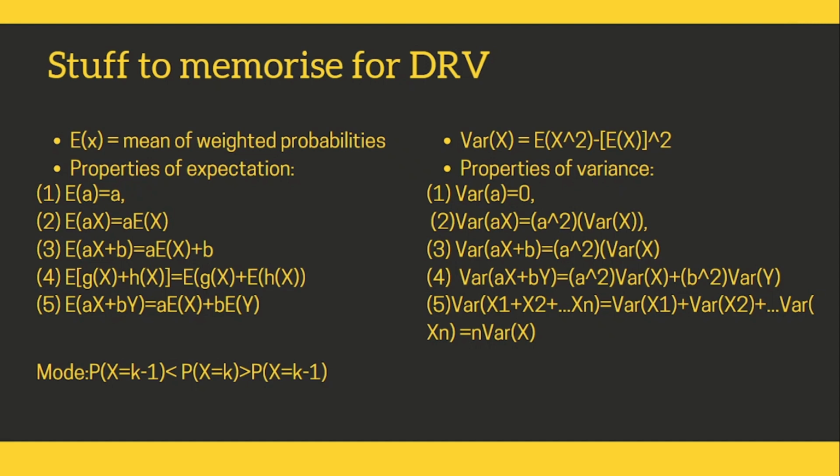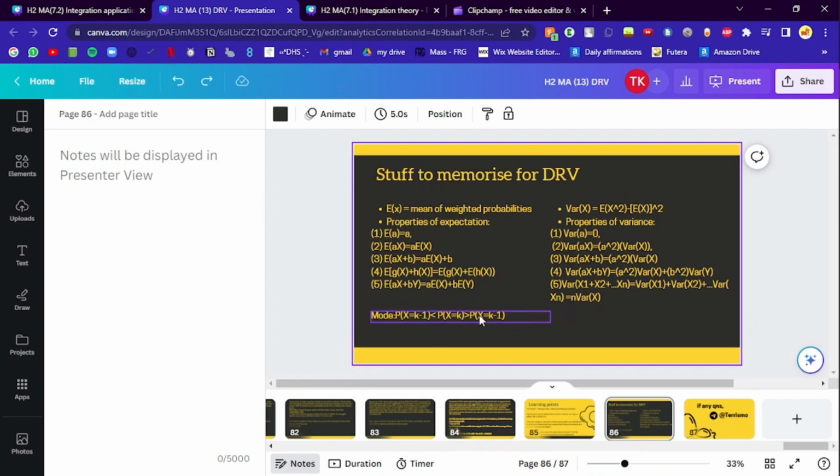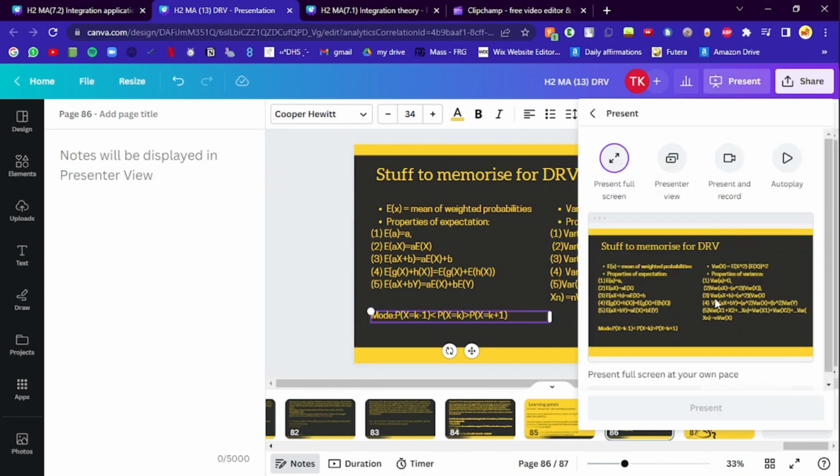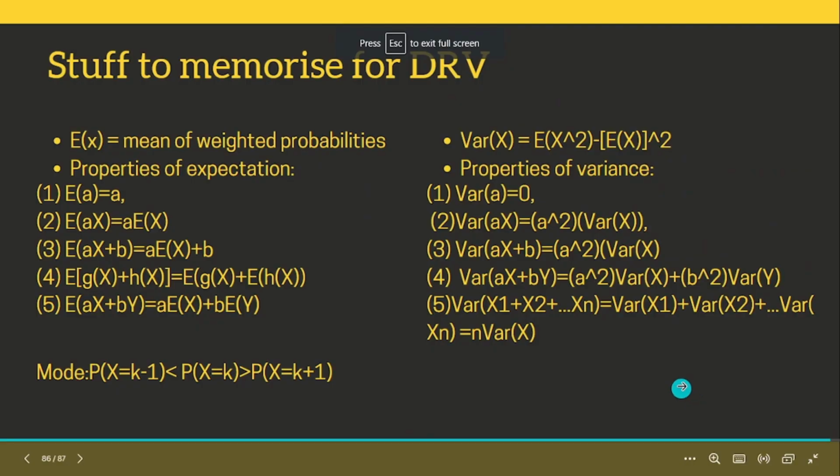Then lastly, to find a mode, you just need to show that the probability for a specific value k is greater than the probability of k minus 1 and k plus 1. Because there will be a domino effect, where if P(X = k) is greater than P(X = k minus 1), it will be greater than k minus 2, k minus 3, and so on and so forth, as well as k plus 1. If it's greater than P(X = k plus 1), it will be greater than P(X = k plus 2), k plus 3, and so on and so forth.